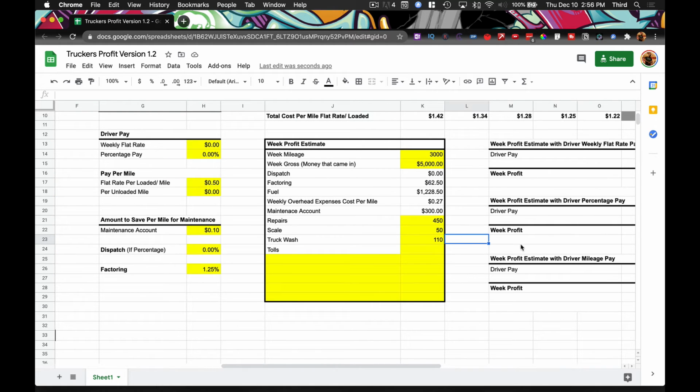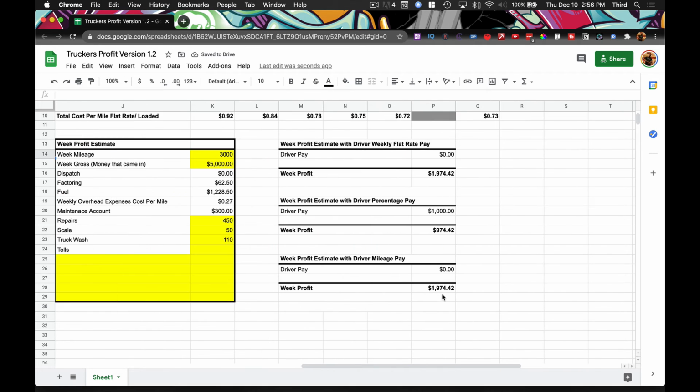So if you're not paying by the mileage but you're doing a percentage, let's set this to 0, and we're going to do the percentage. It's like 20%. All right. So instead of looking at the one at the bottom, you're going to look at the percentage pay right here. The driver's getting $1,000 and your week's profit is $974.42 after you're putting in $300 in your maintenance account. So technically you got more, but you're putting this in a maintenance account. You don't want to think about it. Just put it in a maintenance account.